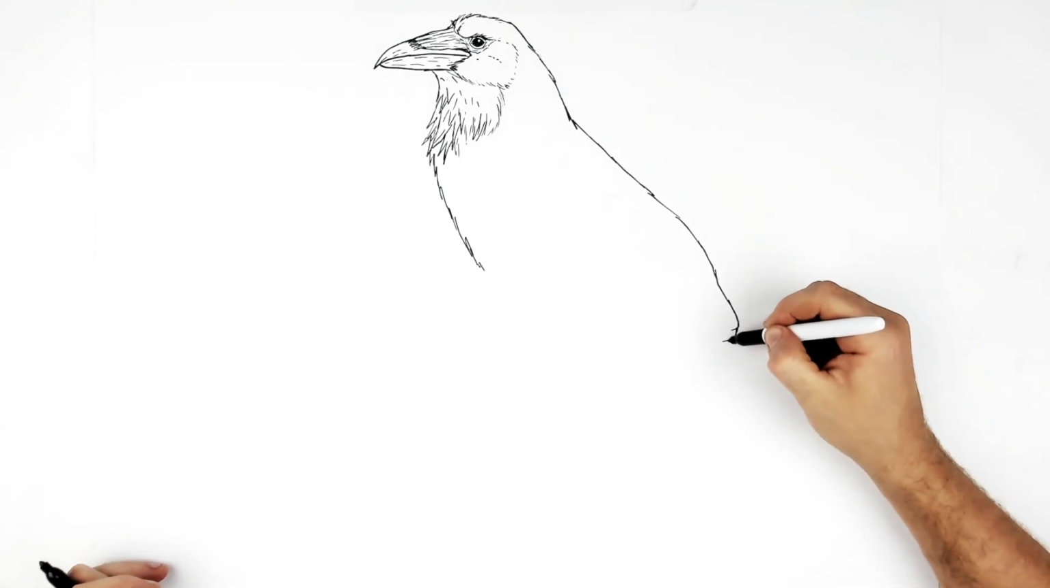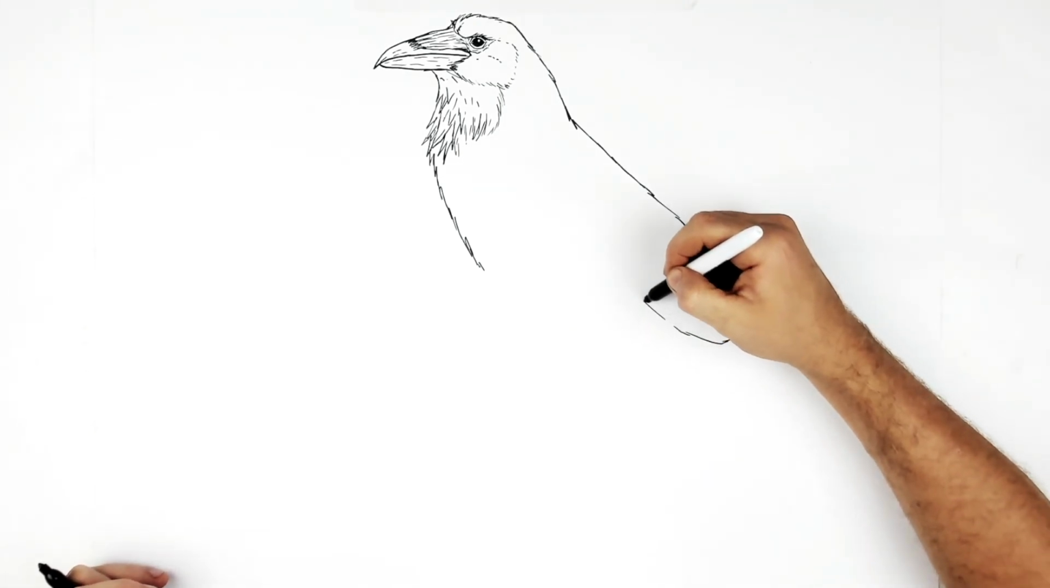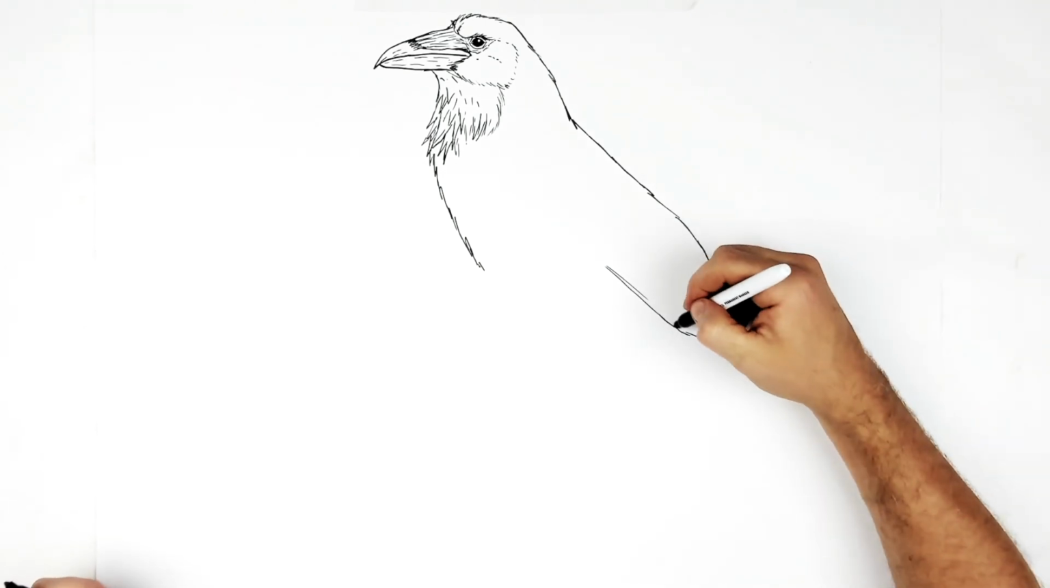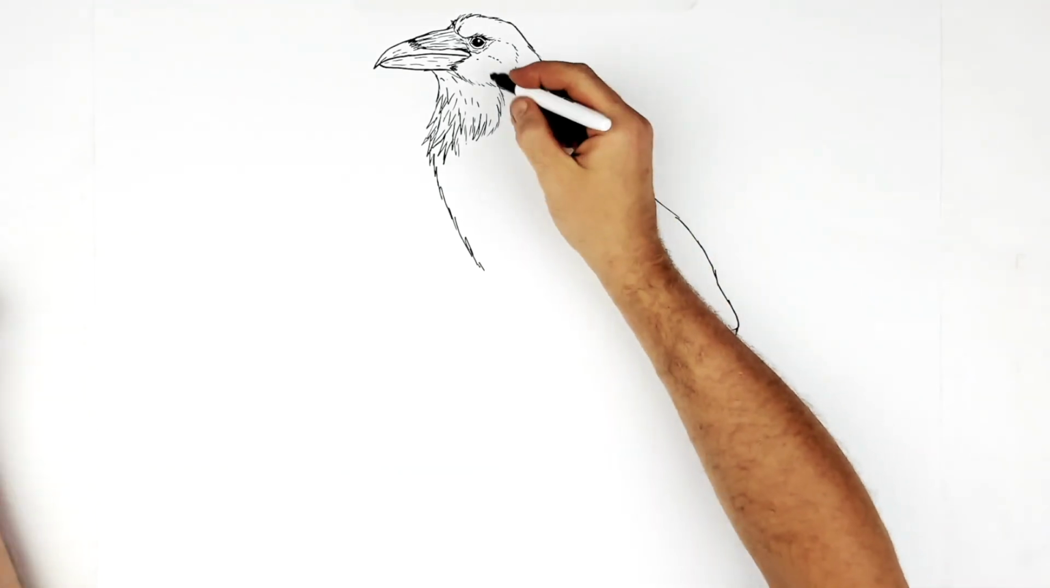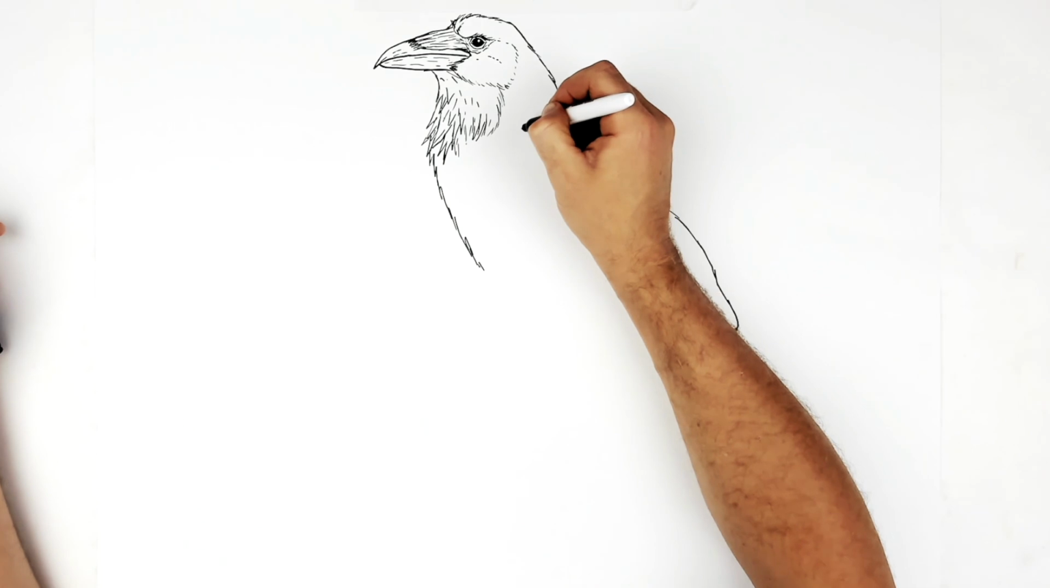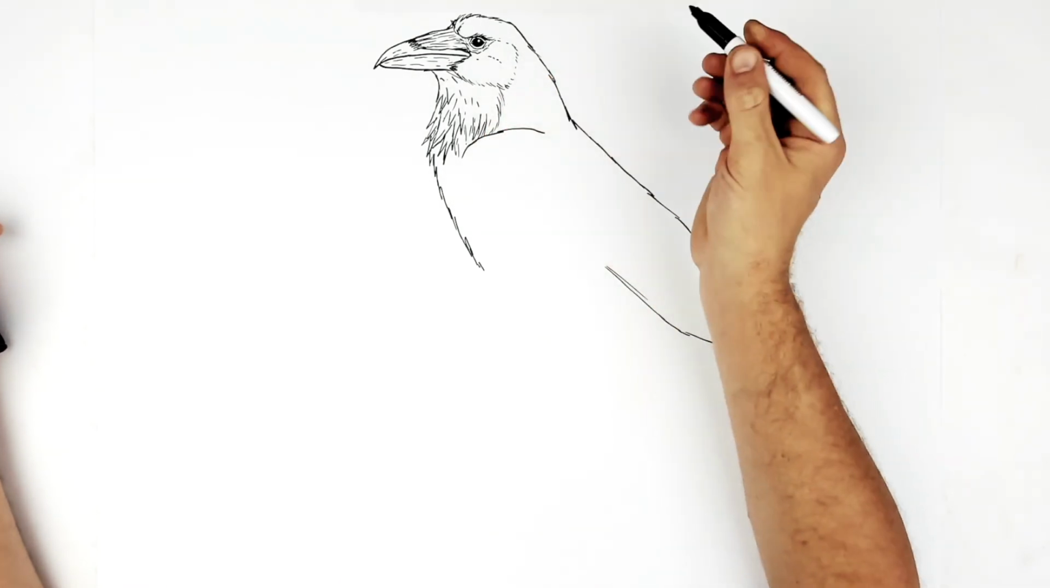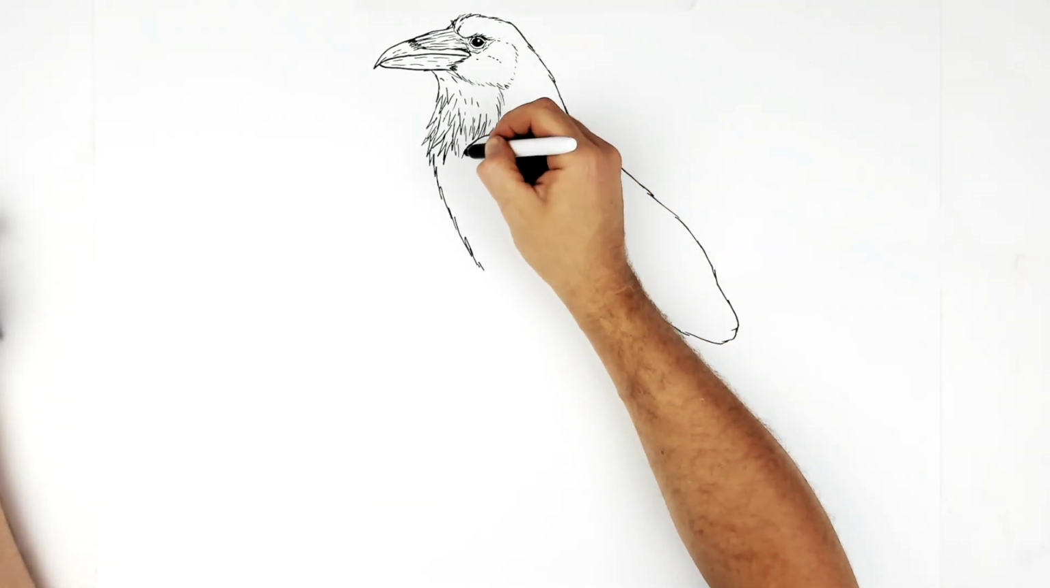down here. And this is all the flight feathers, right? So we've got these long feathers on the wing. So the top of this comes around here, right? It's like the shoulder.